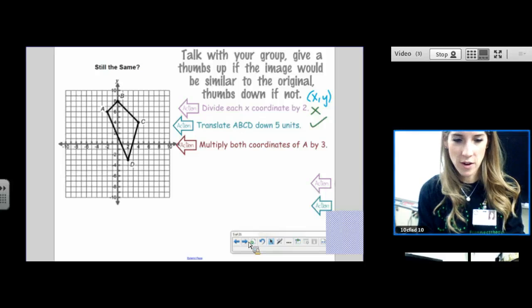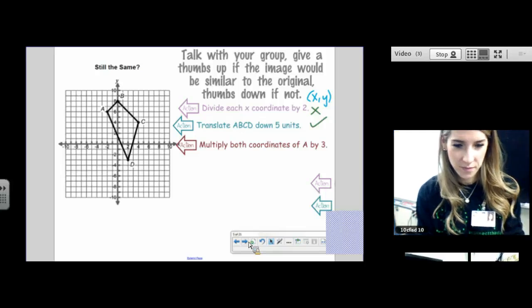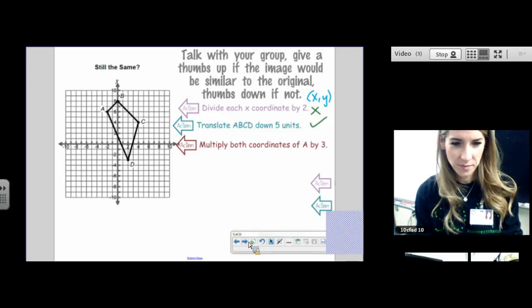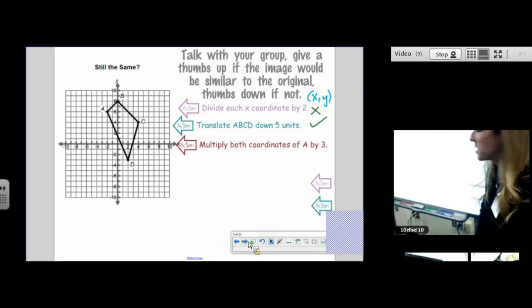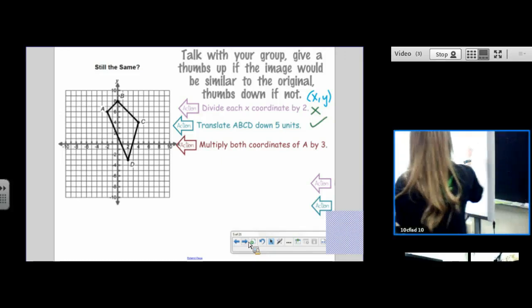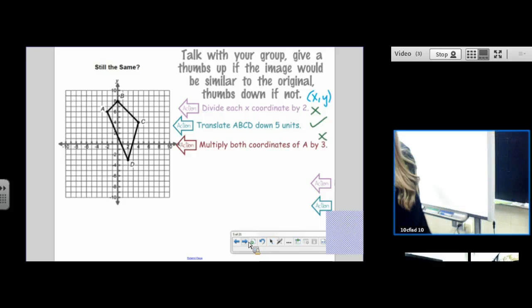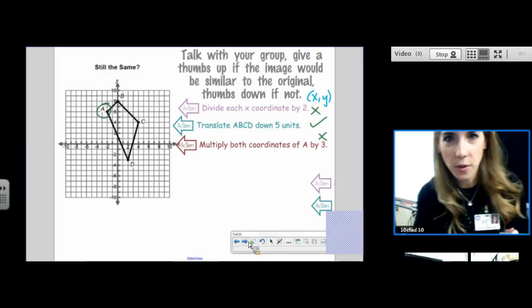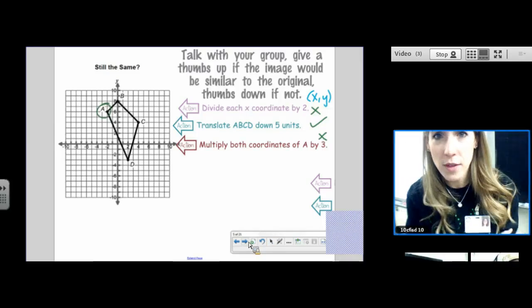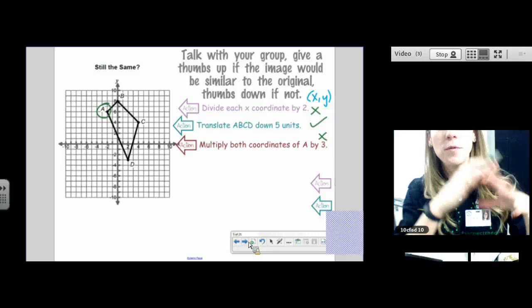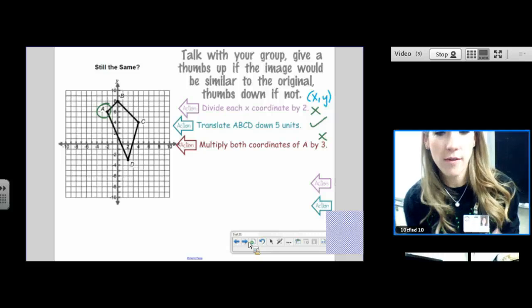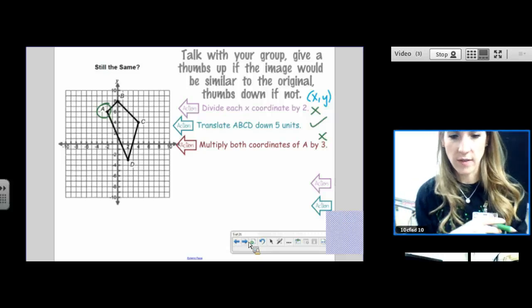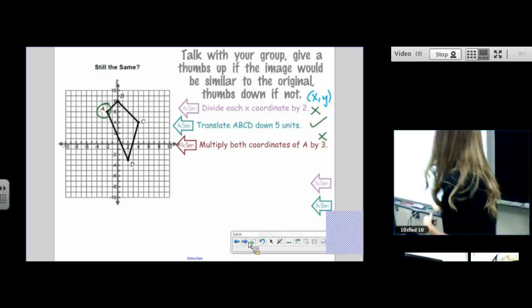Someone type in why they're not similar. Yeah, you can't just affect one of the points. You can't just multiply both of the coordinates of that one by 3. I agree you have to multiply both of the coordinates, the x and the y, but you would have to do it to all of the vertices, not just one vertex. Very good. Okay, a couple more.